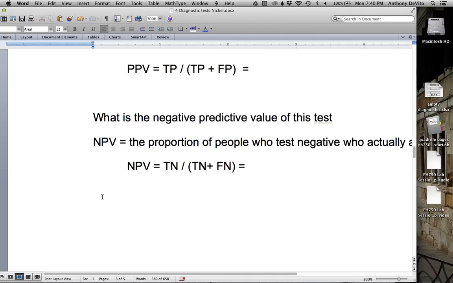Isn't it just like, could we say it as a conditional probability? Say that again, louder. Can you say it as a conditional probability? It's exactly a conditional probability. The positive predictive value is the probability that you have the disease given that you tested positive. Negative predictive value is the probability that you don't have the disease given that you tested negative.